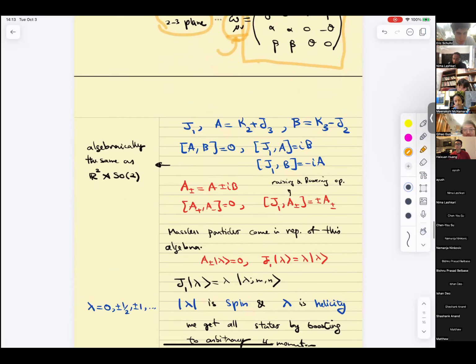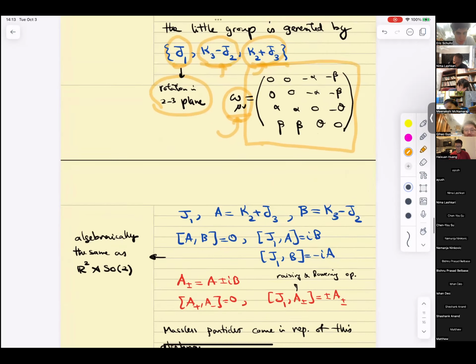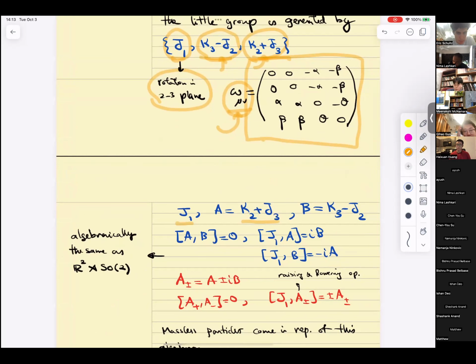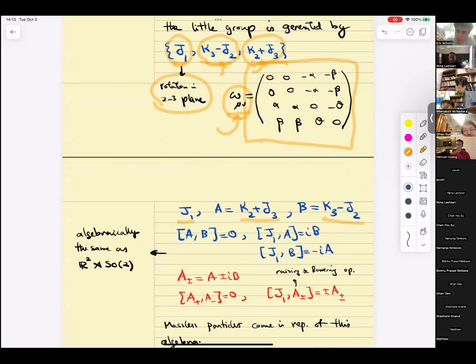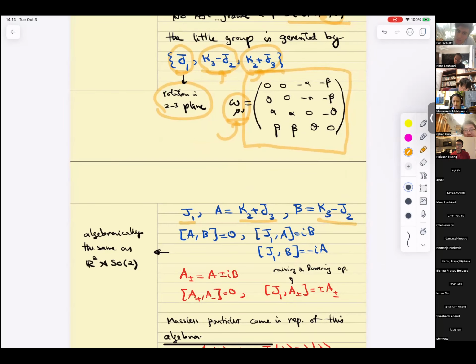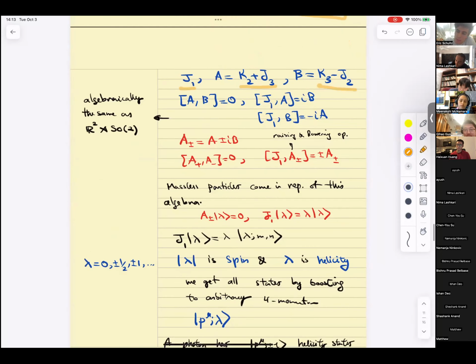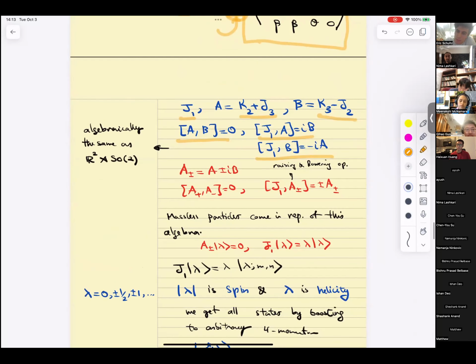All right, so here are the three generators. J1 is convenient to pack them. Well, no, this is what they are. They satisfy the following algebra. This is not SU2. Previously it was SO3 rotations, which was the same Lie algebra as SU2. Here, you get something different.